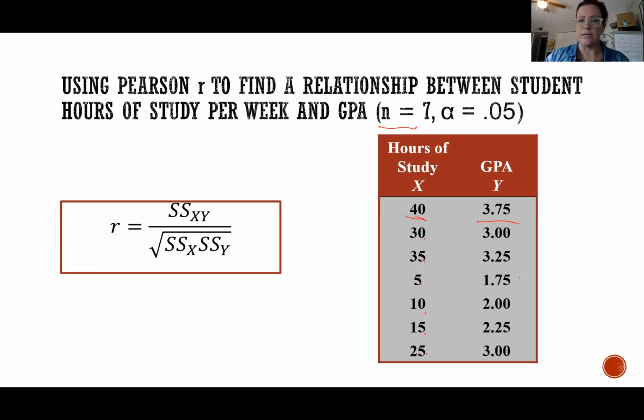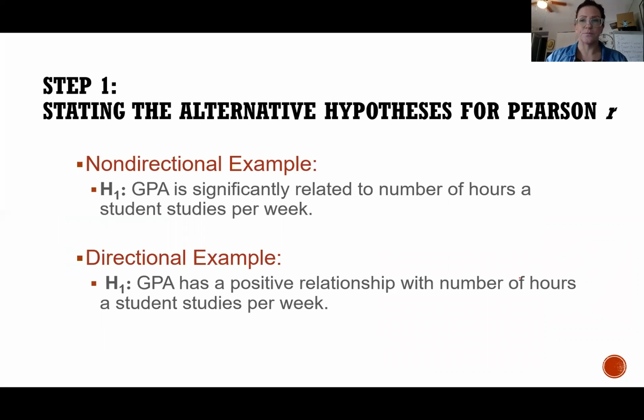So here's what we need to get started on our analysis. We need to state our hypotheses, the first step. By knowing what your actual hypothesis is, your alternative hypothesis, that is going to tell you whether it's a 1-tail test or a 2-tail test. So if I was to state that it's non-directional, if it was 2-tail, I would just say GPA is significantly related to number of hours a student studies per week.